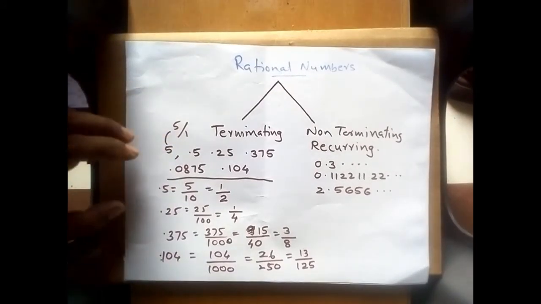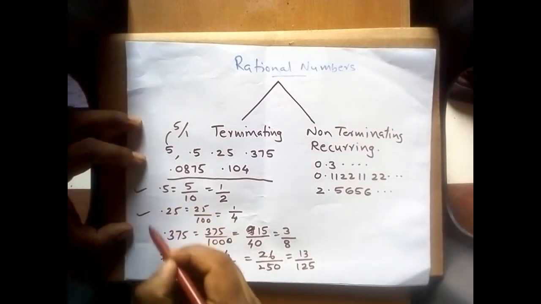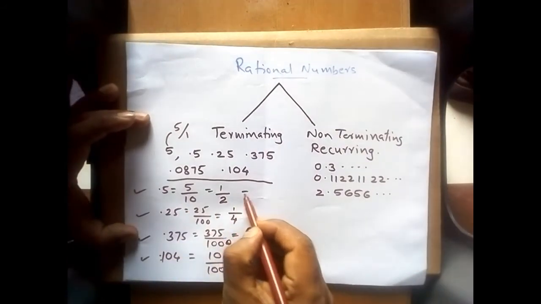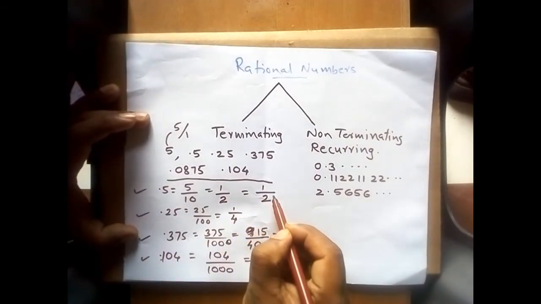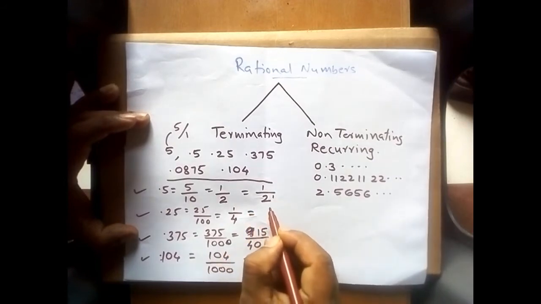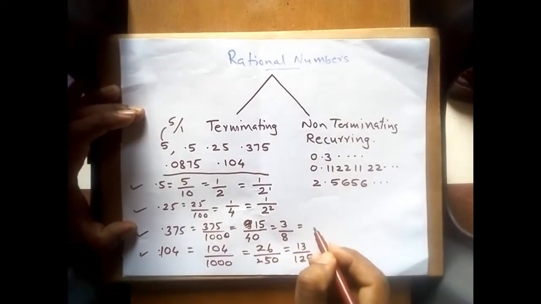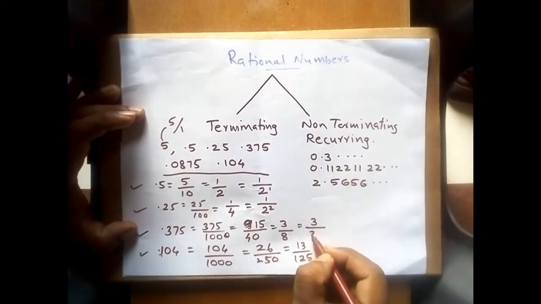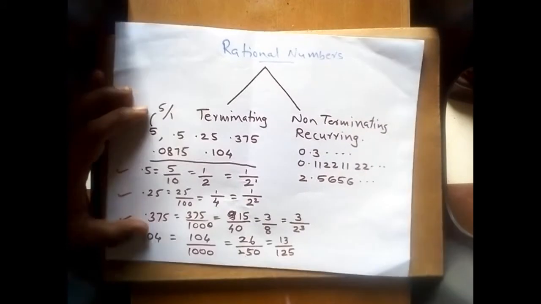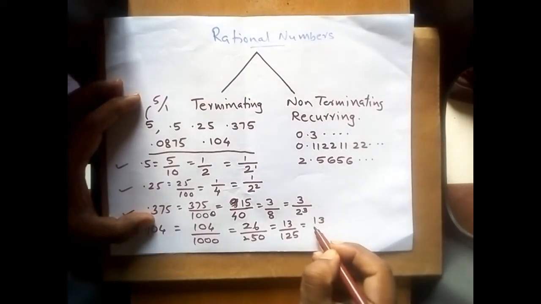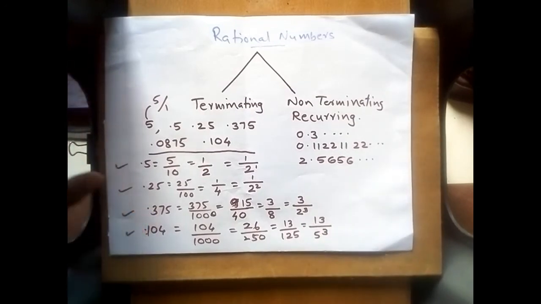Do you find anything special in these numbers? I mean the denominators. 1 by 2 I can write as 1 by 2 raised to 1. 1 by 4 I can write as 1 by 2 raised to 2. This I can write as 3 divided by 2 raised to 3. 13 divided by 125 I can write as 13 divided by 5 raised to 3.